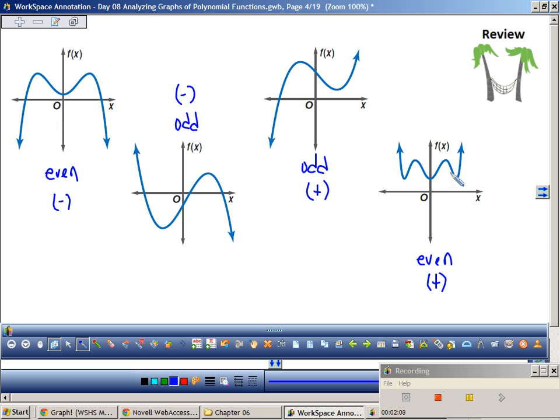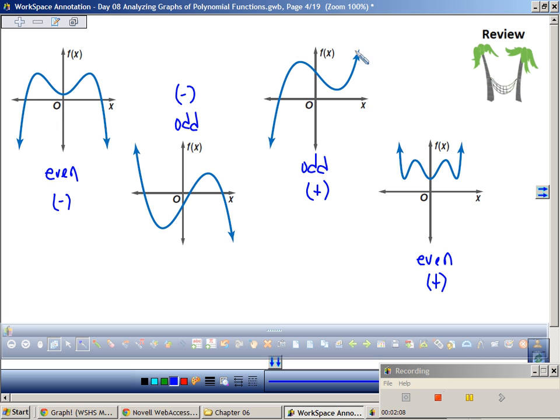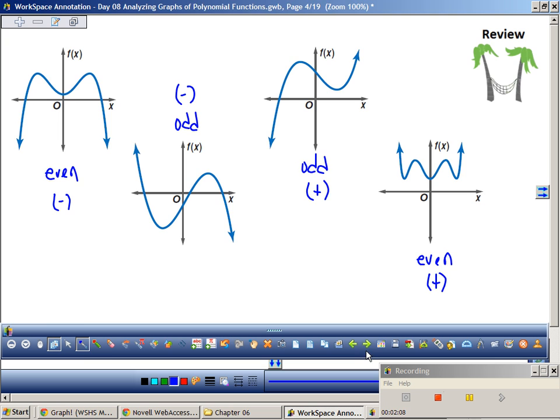How is this one positive? They're both facing up, so it's a positive function. This one, it starts here on the right side. It's going up, so we know it's positive, right? This one, as I'm reading from left to right, it's going down, right? This one's negative. And this one, the end behavior, they're both negative. This one's a negative one.